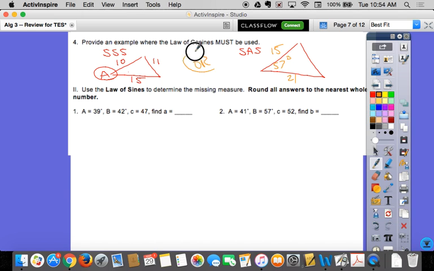You do not have to know both. Pick one. I think the easiest one to remember is all three sides. If I give you all three sides, you have no choice. You have to use law of cosines.